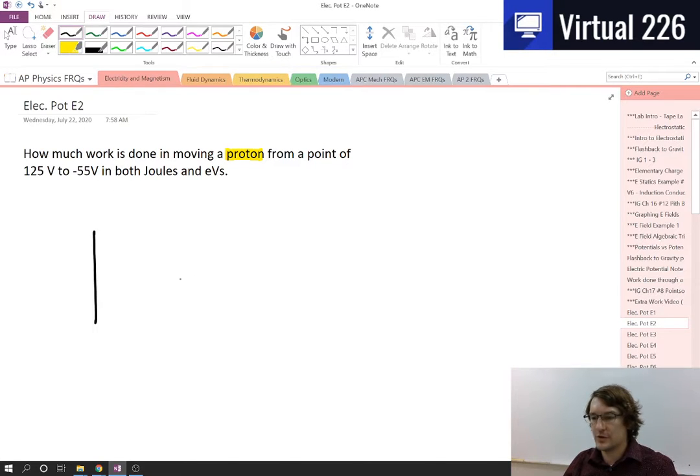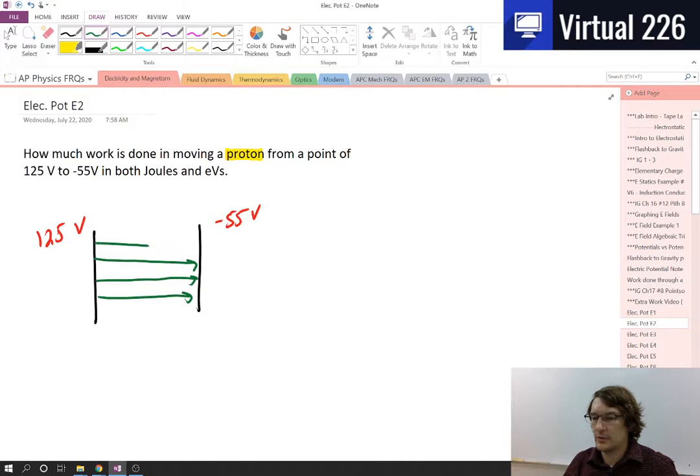So let's quickly draw some points for us here. Here's parallel plates. It doesn't really matter, they could be points, parallel plates, whatever. This is our 125 volts, and this over here is negative 55 volts. We know our electric field is going to be moving this way, at least through the plates. It's completely uniform. Edge effects aside.